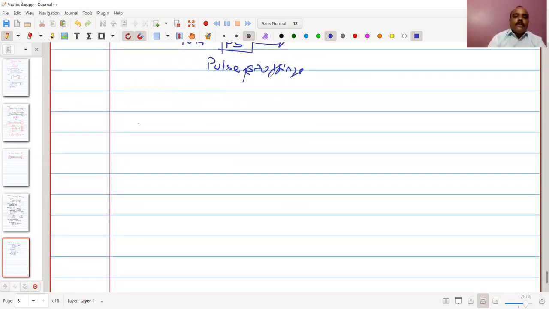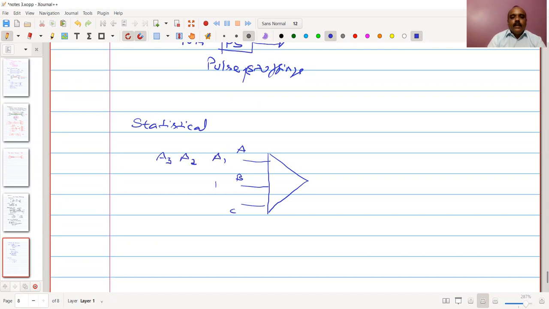Now we have another kind of TDM, which is called statistical TDM. Now in statistical TDM, this multiplexer will handle the empty slot very efficiently. So we have a user A, a user B and a user C. A is generating three packets, three slots: A1, A2, A3. B is also sending B1, B2, and B3. Whereas C only has C1 and C2, and does not have C3.